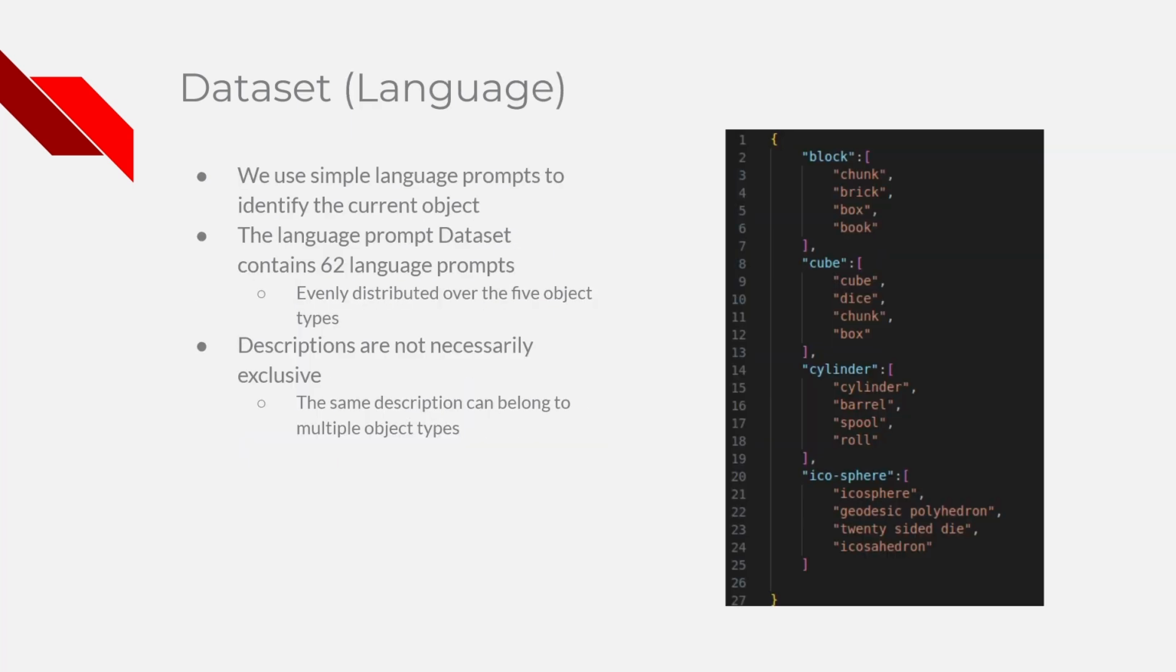Language dataset. In addition to the 2 datasets containing haptic sensor data, we generated a dataset containing 62 natural language prompts describing the objects being grasped. Each object has roughly the same amount of descriptions. However, some descriptions that fit more than one of the object shapes were duplicated. All language prompts were generated by hand.